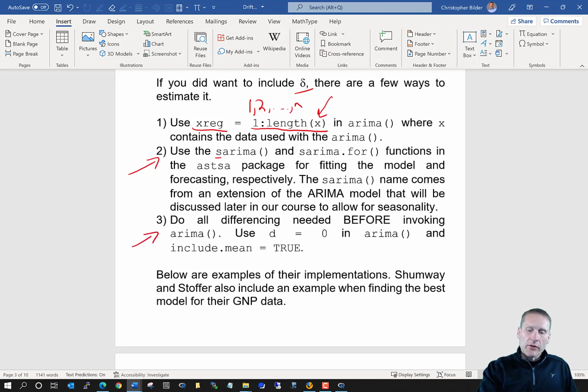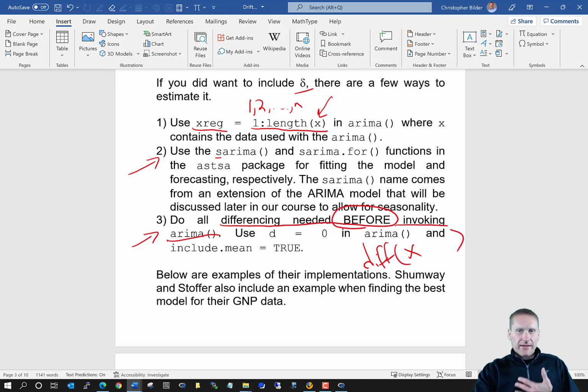And lastly, what one could do is actually do all the differencing that would be needed before you actually invoke ARIMA. So let's say your data is in X itself. Use the diff function with that and with the appropriate differencing that you need in terms of the arguments. Put that into an argument Y, and now use the ARIMA function itself and estimate the model with d equals 0. This then will allow you to estimate the drift term.